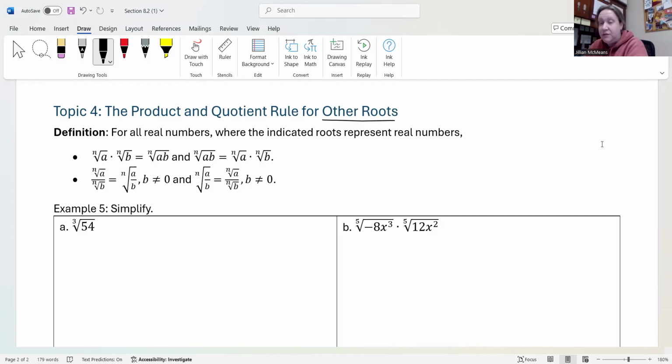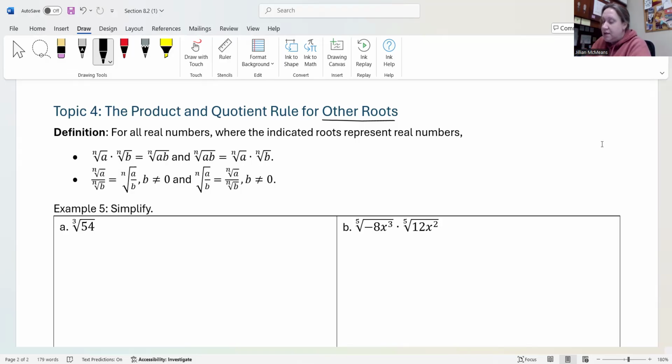We have that if you have the nth root of A times the nth root of B, that equals the nth root of A times B. Or if we had the nth root of A times B, we could break it down as the nth root of A times the nth root of B. Similarly, if we have the nth root of A divided by the nth root of B, that could be made into just one radical of the quotient, so we could have the nth root of A over B. We just have to make sure B is not 0. And then if we had the nth root of A over B, that could be written as the nth root of A divided by the nth root of B. Again, we have to make sure B is not 0.